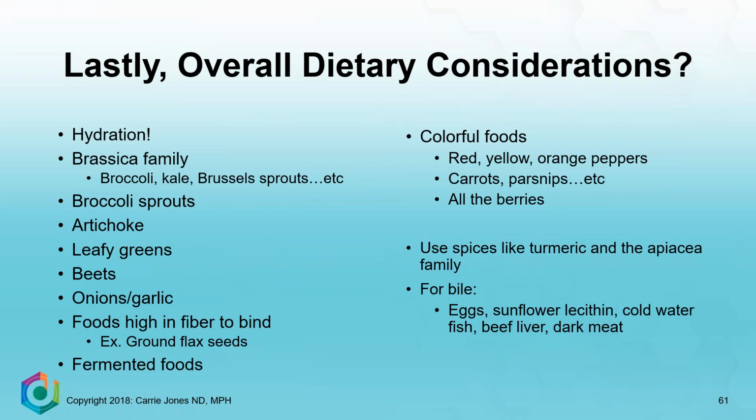Obviously, hydration is key. The brassica family, the foods we talked about, artichoke, leafy greens, beets, onions, garlic, foods high in fiber like ground flax seeds, fermented foods, your colorful foods, your Apiaceae family, using the spice turmeric, and then of course for bile, your eggs, your sunflower lecithin, cold water fish, beef liver, and dark meat. And so there's a lot we can do dietarily as well, working with our patients' diets.